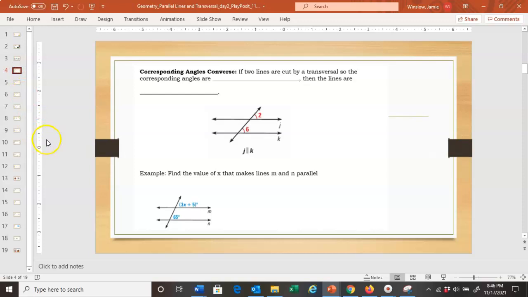All right, so in class on Wednesday this week, we learned all of the different types of angle relationships. And now we're going to talk about the converse of all of those. So remember, converse is the reverse.